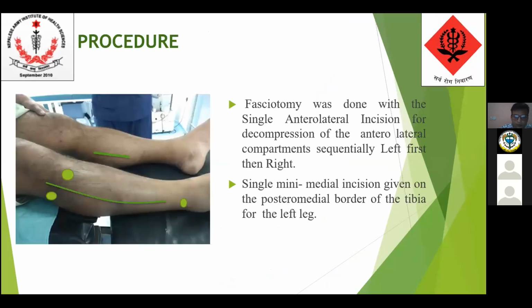Moving on to the procedure, for chronic exertional compartment syndrome, fasciotomy was done with a single anterolateral incision for the decompression of the anterolateral compartment, sequentially left first, then the right, and a single mini medial incision given on the posteromedial border of the tibia for the left leg. But as we opened the compartment, what we saw was dreadful.